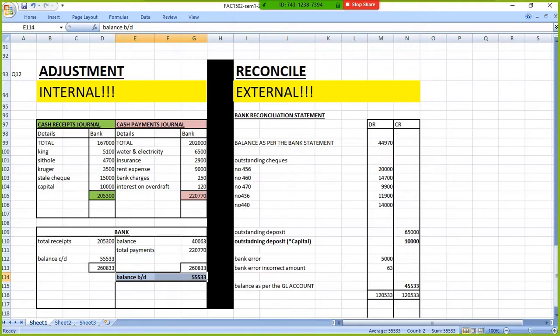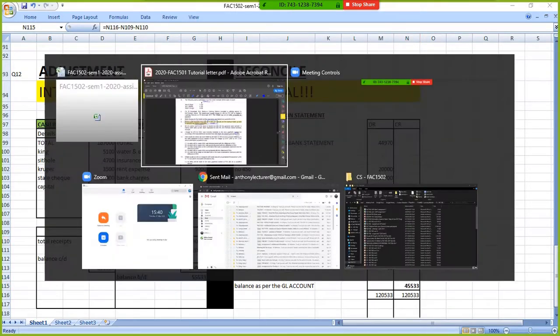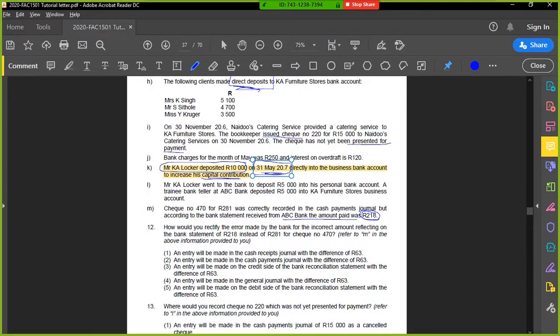All right, so that updates. That's 55. That's 10, 45. Still out by 10. Let's go read this one. There's the 5 and the 5. Mr. K. Locker went to the bank to deposit 5,000 into his personal bank account. Let's think about it. He went to the bank. He deposited 5,000 into his personal bank account. This is the owner. If it's the personal bank account, it's his own money. It's got nothing to do with the business, right?